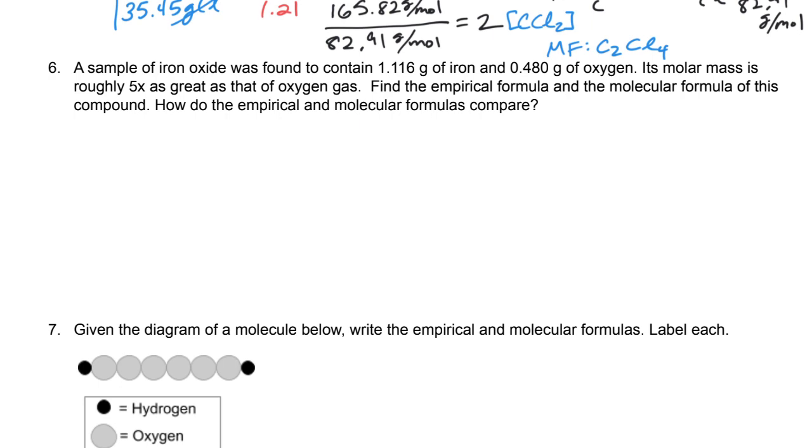So first, let's do the problem. A sample of iron oxide has 1.116 grams of iron and 0.480 grams of oxygen. Its molar mass is 5 times as great as that of oxygen gas. We'll get back to that part. And then find the empirical and molecular formulas. So first, as always, we convert our grams to moles. So starting with the iron, we have 1.116 grams of iron.